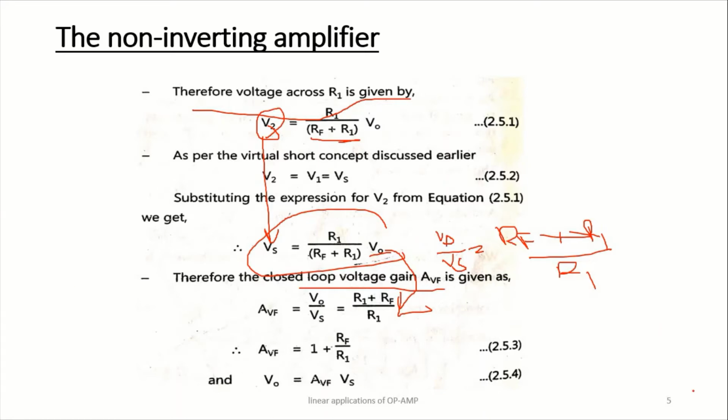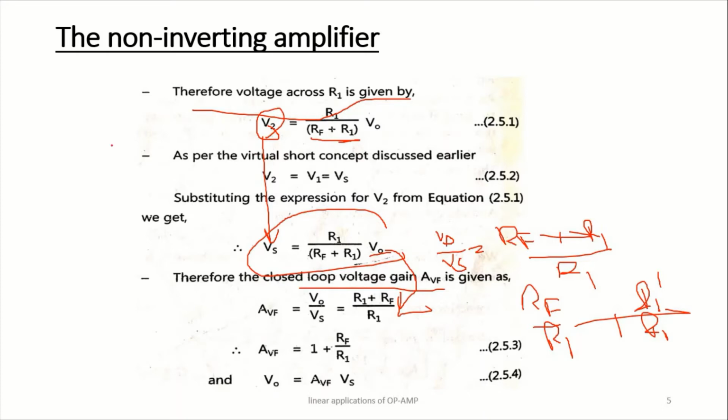Now give them individual denominators: RF upon R1 plus R1 upon R1. R1 cancels out, so the value is 1. So the closed loop voltage gain becomes 1 plus RF by R1, and the output voltage is AVF into Vs, which means voltage gain into the input signal.